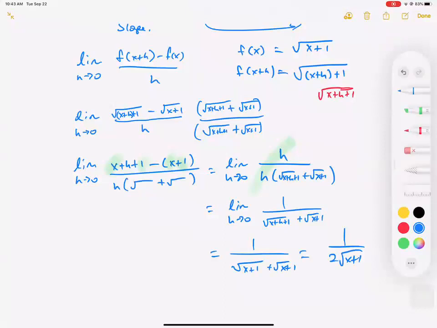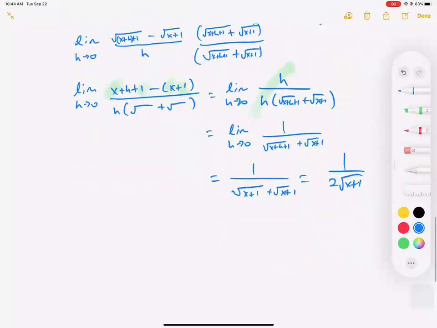So again, what does this represent? This is not the tangent line equation. This is not it. Go find it someplace else. But this is our slope, and it's our slope for all of y at x. You can plug in x wherever you want. So m is equal to 1 over 2 square root of x plus 1.